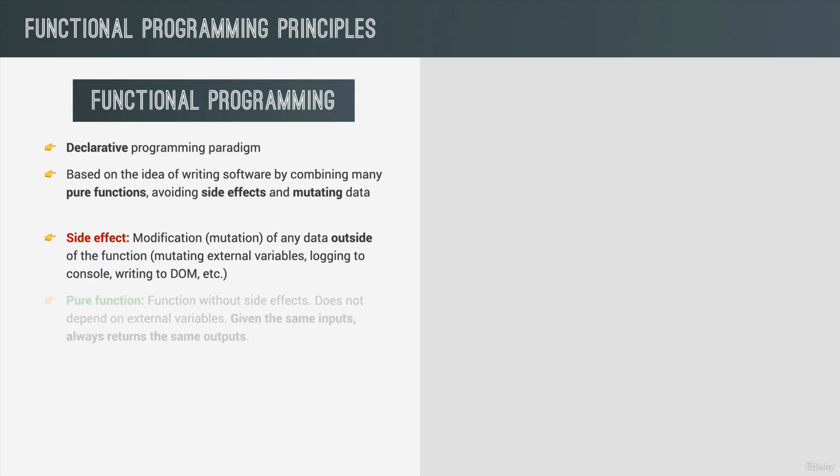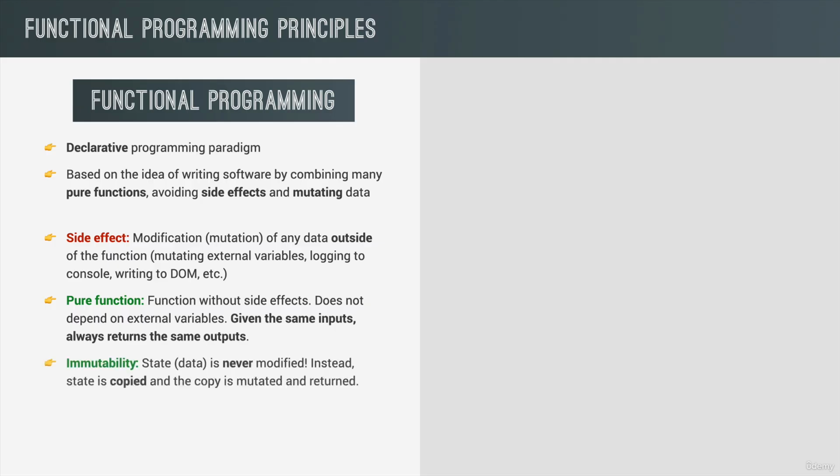Now, next up, a pure function is a function without side effects. So, basically a function that does not mutate any external variables and that does also not depend on any external variables. So basically, if we give the same inputs to a pure function, it will always return the same output. And again, that's because it does not depend on any external variables, and it also does not manipulate them. And finally, if we look again at our definition here, we also see that functional programming is about avoiding mutating data. And we do that by using something called immutability.